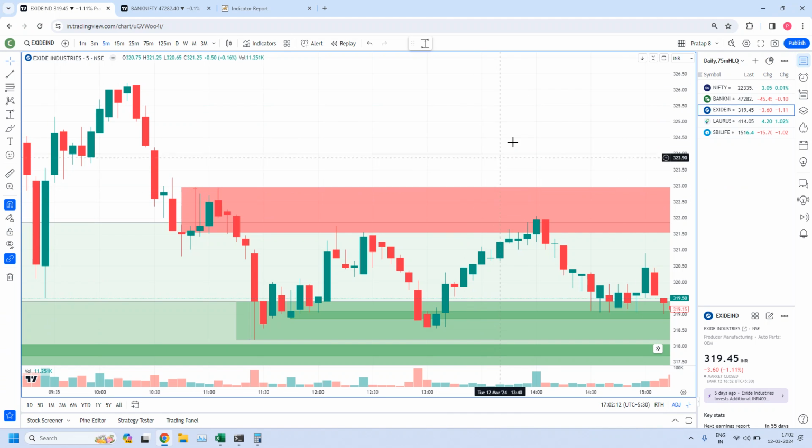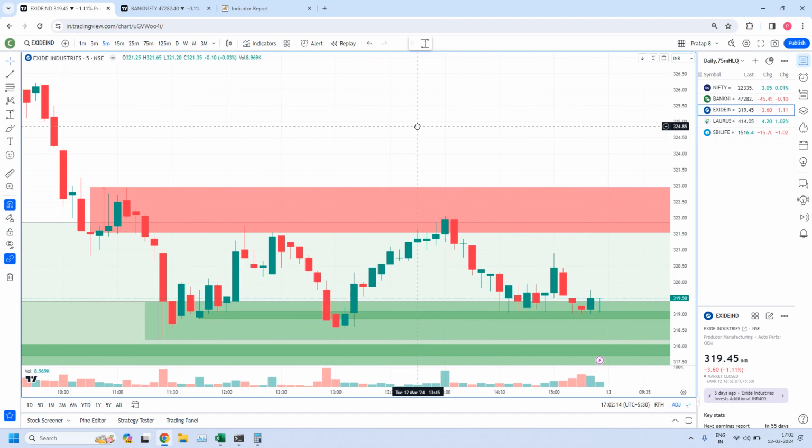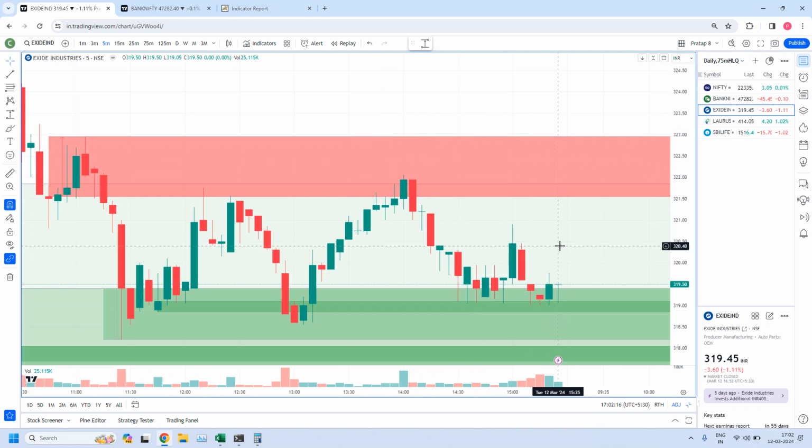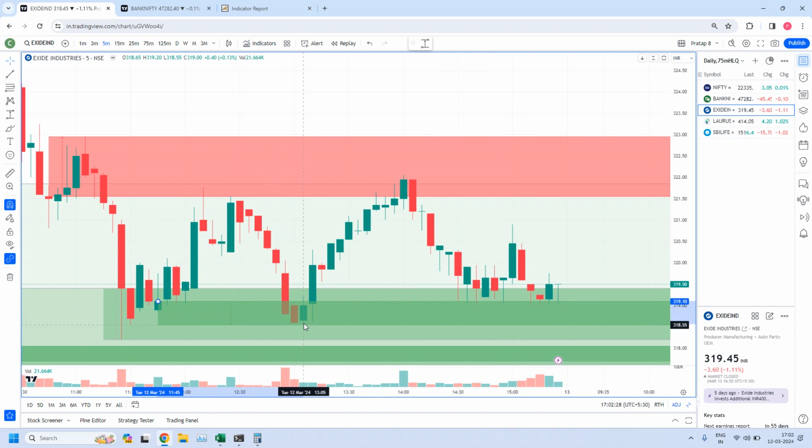And the next one is Laurus Lab. See, if anybody would have taken a trade again here, I didn't actually count this, but strictly speaking, see here, this zone is violated. Now a new zone is created within the 15 minutes area. The 15 minutes is within the 75 minutes area.